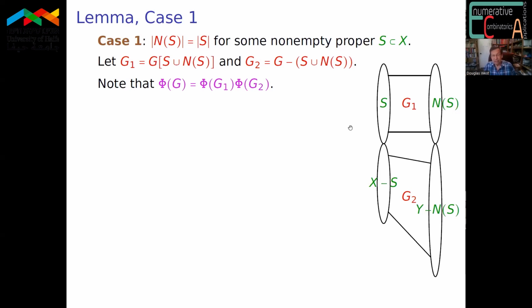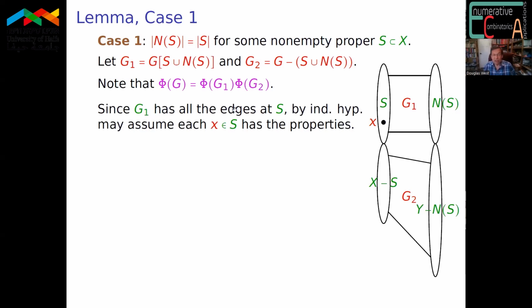Now, to make a maximum matching, which is going to be an X matching because Hall's condition holds, we have to pick a matching that covers X in this subgraph and a matching that covers the rest of X in that subgraph. So it'll just be the product of these two numbers of matchings. Now, since G1 has all the edges as X at S, but a smaller number of vertices than G, we can assume that each vertex of S already has all the properties we were seeking by the induction hypothesis.